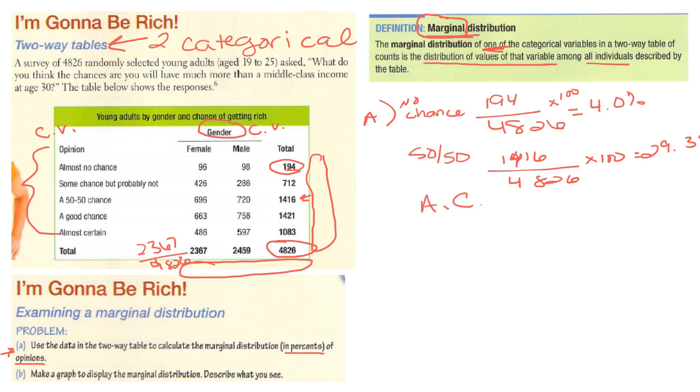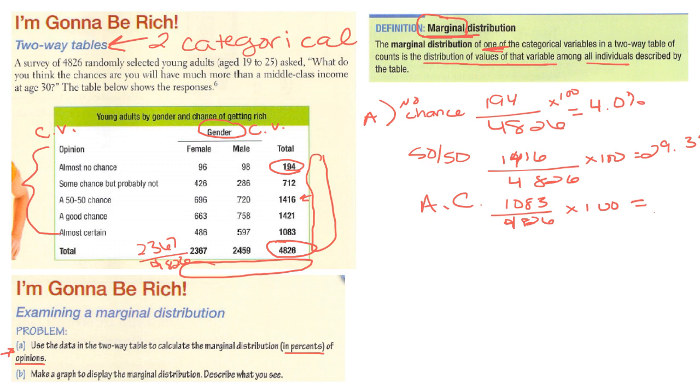So let's calculate almost certain. So 1,083 over 4,826 and times 100, which will give us 22.4%. So I have a start here of data that I can start to put into my graph.